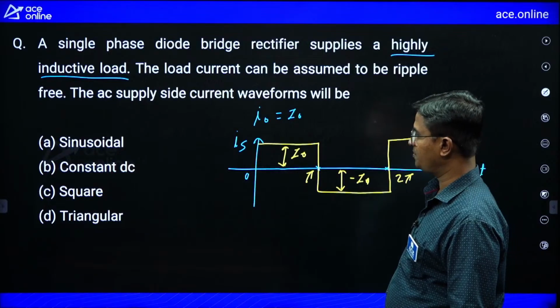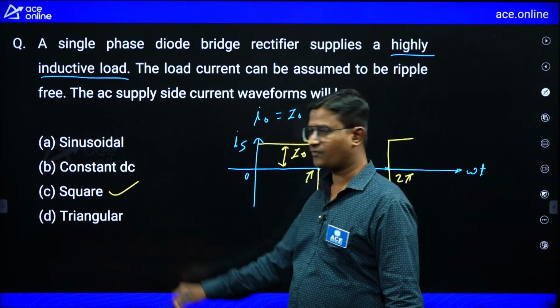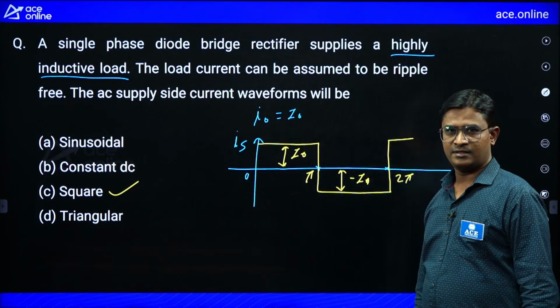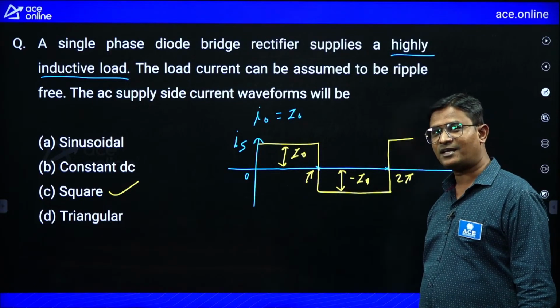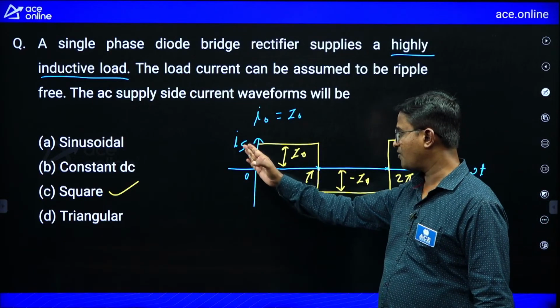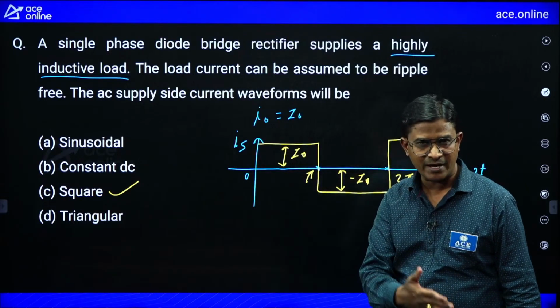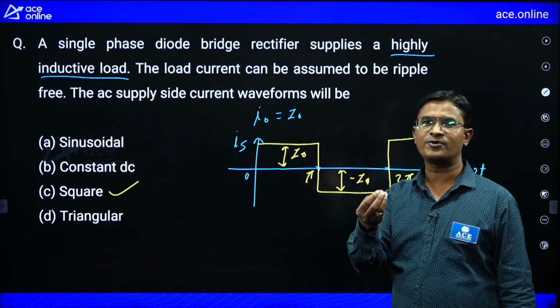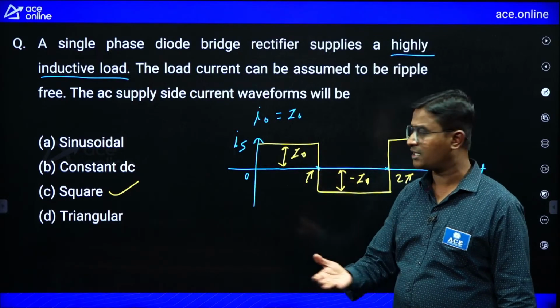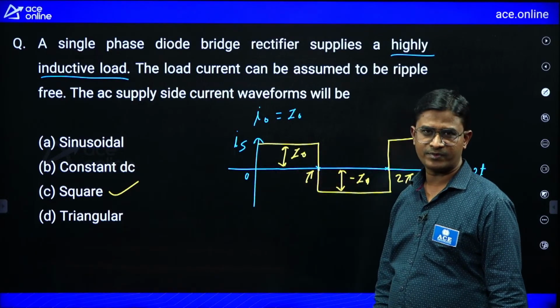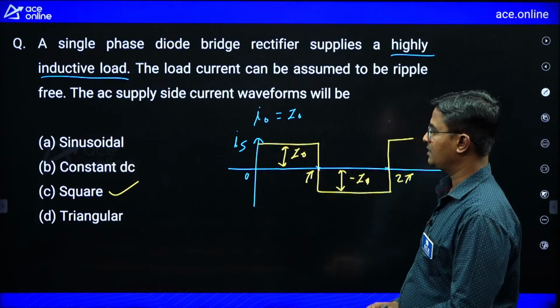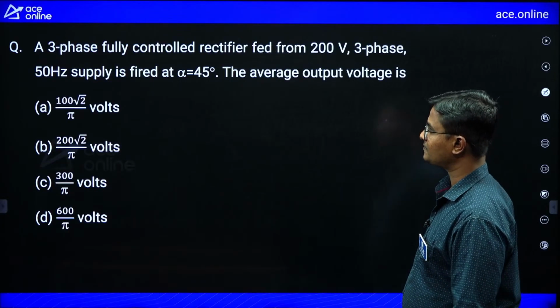Yes, so your answer should be the square function. In case of a thyristor rectifier, instead of 0, this waveform will start from alpha. The difference between a thyristor rectifier and a diode rectifier is, simply put alpha 0 degree in a thyristor rectifier, you will get the diode rectifier waveform. Okay, so it is a square function. So the correct answer is option C.